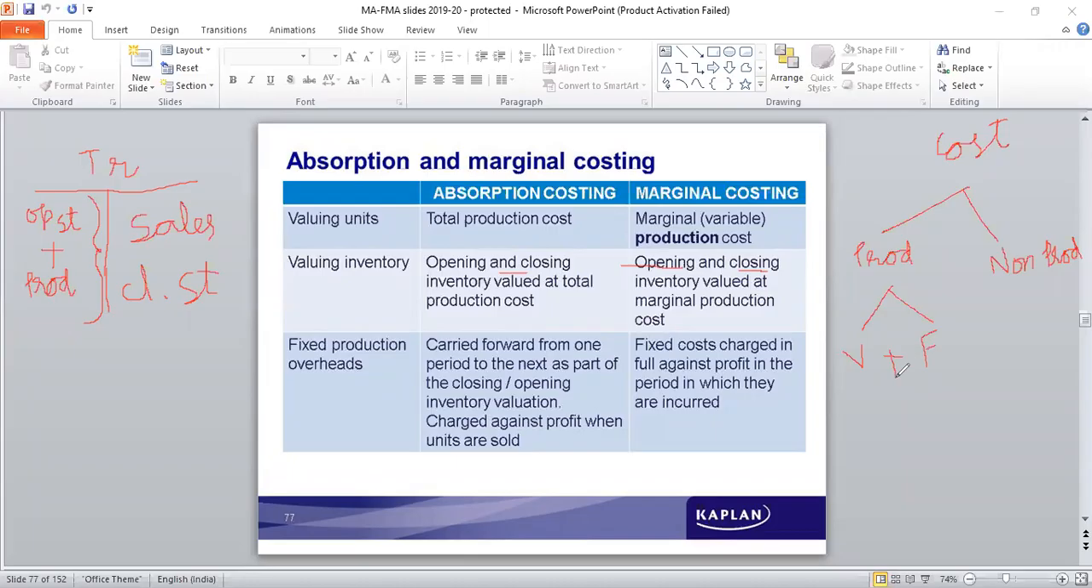So whatever is the total production cost, proportionately for the total number of units available, the total cost is taken and proportionately charged to the closing inventory. That will go to the next period at that value. But the point of difference is with what is done under marginal costing. Marginal costing is a technique which identifies the cost separately as variable cost and fixed cost.